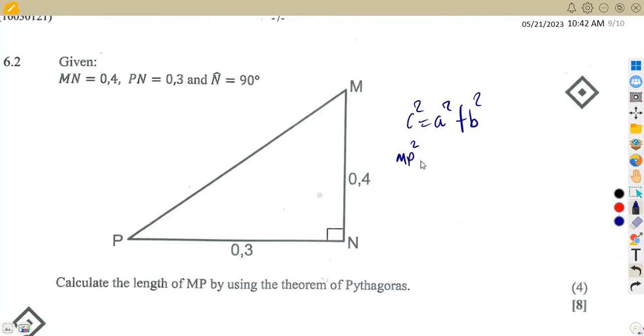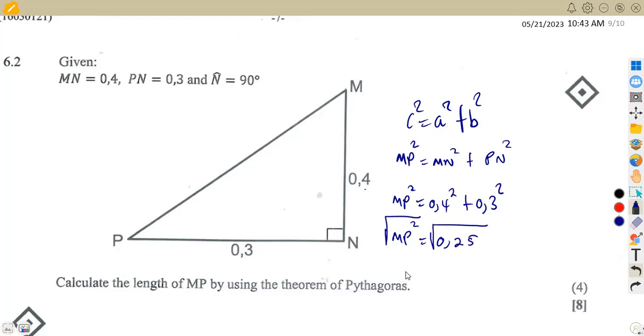So it means MP squared is equal to the shorter sides, which you can state in any order, that is MN squared plus PN squared. So we can substitute our values, that is MP squared is equal to the shorter sides, 0.4 squared plus 0.3 squared. So MP squared is equal to, if you combine everything, you're going to obtain 0.25. So to find MP, introduce the square root on both sides. From your calculator, the square root of 0.25 is going to give us 0.5. Take note of the units.